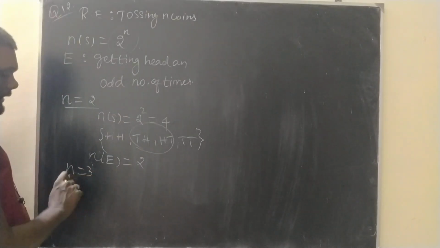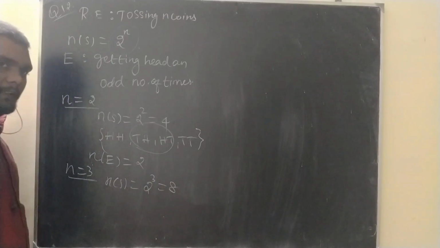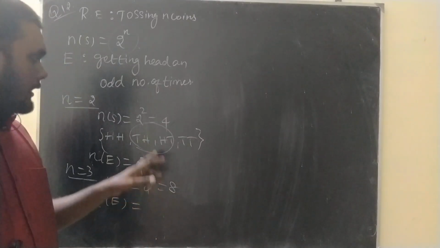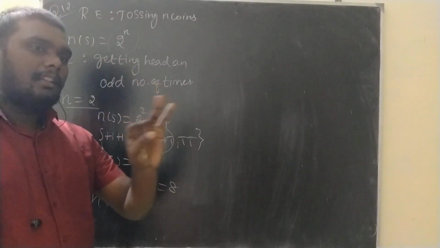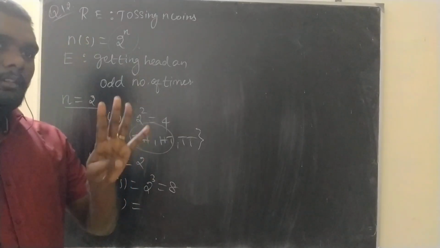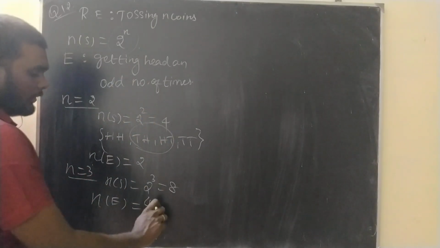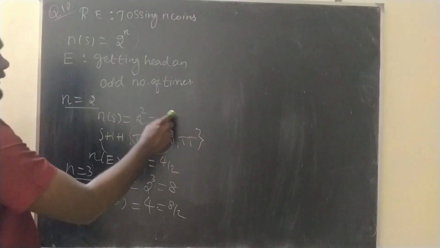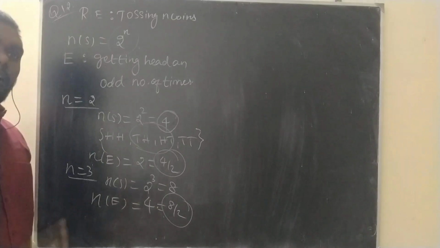Now take n is equal to 3. Then our n of S would be 2 power 3, which is 8. In this, our n of E would be how many outcomes will have an odd number of heads. Odd number of times means it may be 1 time or 3 times. So totally 4 outcomes we may have. That 4 is simply 8 by 2. This 2 is 4 by 2. Likewise, among the total number of outcomes, half of it will have an odd number of heads.